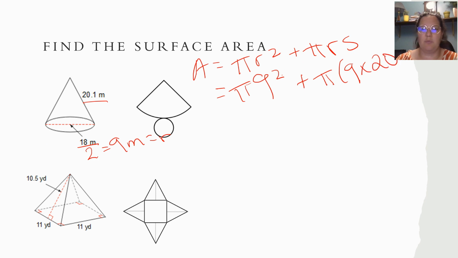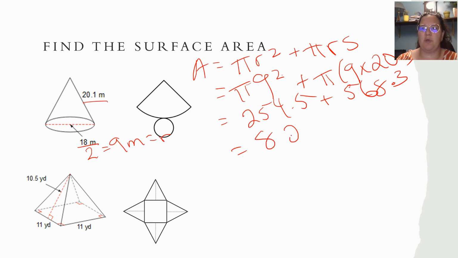You can put this all into your calculator just like that, or you can do two separate steps. If you do two separate steps, this should be 254.5 plus 568.3, giving you 822.8 meters squared. So this is a really nice one, our only two steps, where we have to calculate the radius from a given diameter.